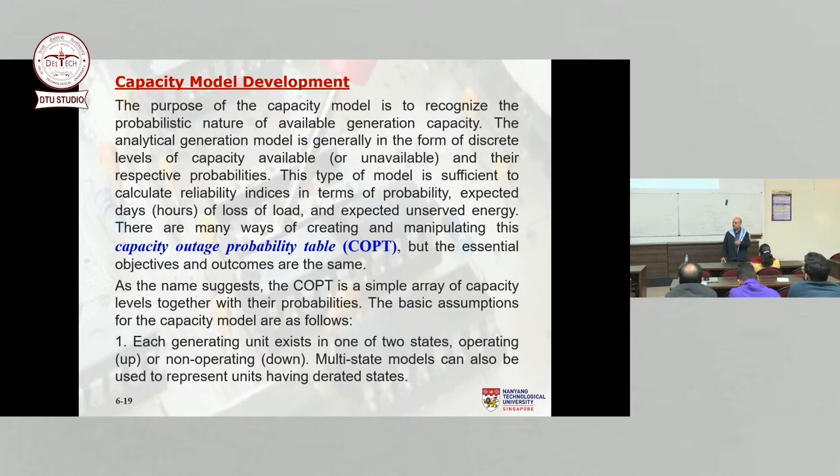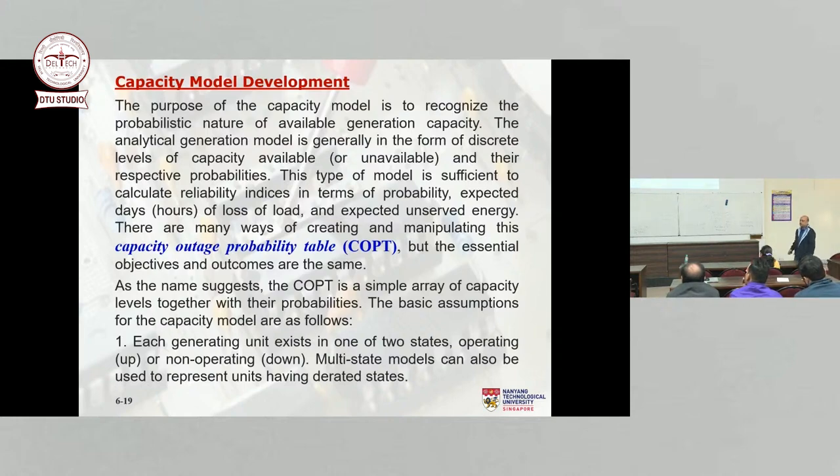So we will be able to get through this table what are the various ways in which the generating unit will fail and what are the corresponding probabilities of those failures. That's all. So this is a very, very useful model for the generation. It's called capacity outage probability table. It's just an array of capacities and probabilities, as you shall see shortly. But before we do that, we must make sure that we know what the assumptions are.